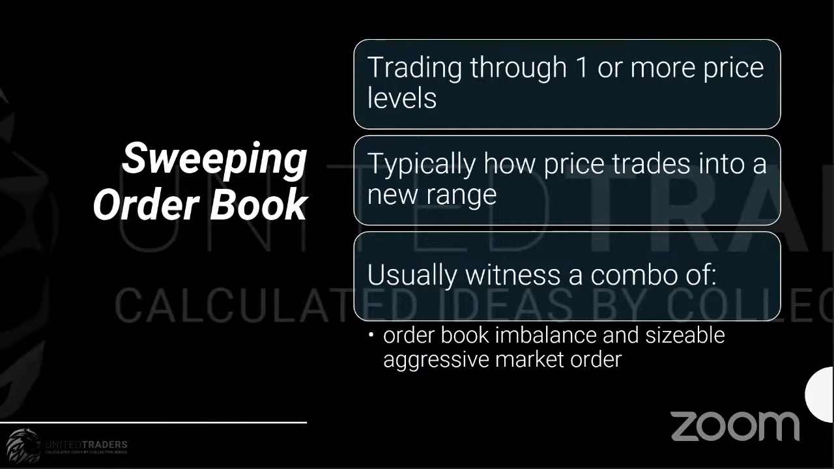It's typically how price trades into a new range. This is your breakouts or your breakdowns out of levels. And you usually witness a combination of order book imbalance and sizable aggressive market orders, which is what I just said in terms of either too many market orders and they need to find the next limit order of liquidity, or liquidity is being pulled and it's creating an imbalance in the order book. And now the next market order has to find that next limit order.